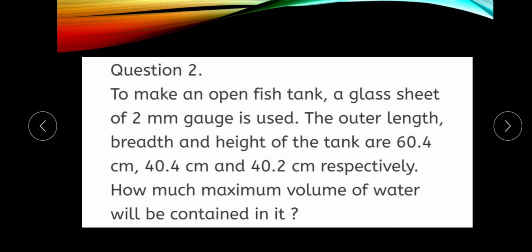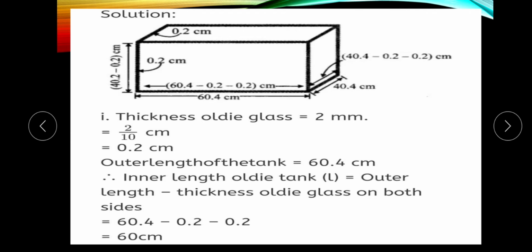So let's start with the sum. This is the figure given to you. This is the fish tank. Here it is an open fish tank. So 0.2 will be reduced from here and its length and breadth from there also, 0.2 here, from here 0.2 and here 0.2. Length will also be reduced by 0.2 centimeter.